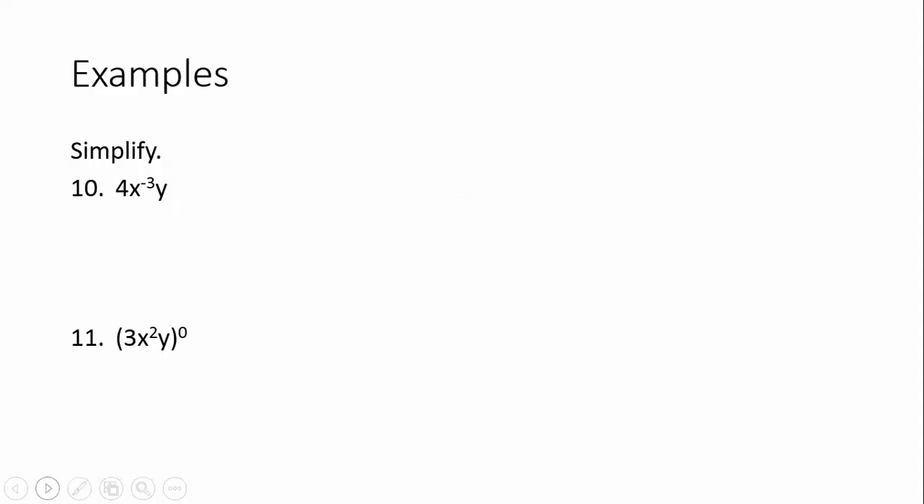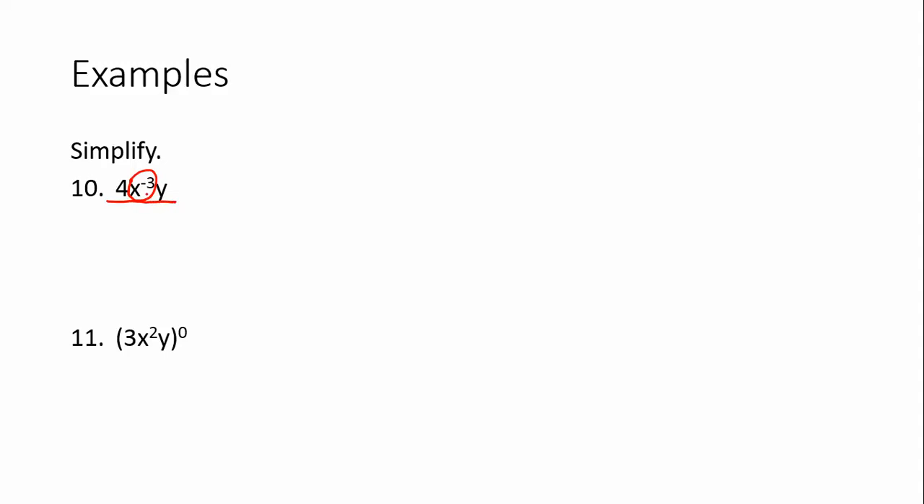So now let's do some more simplifying. These are a little more complex. We have 4x to the negative third y. We can't have any negative exponents in our answer, and here we do have a negative exponent. What we also need to remember is that that negative exponent is only attached directly to the base that it's right next to. So it's this x that's being raised to the negative third power.